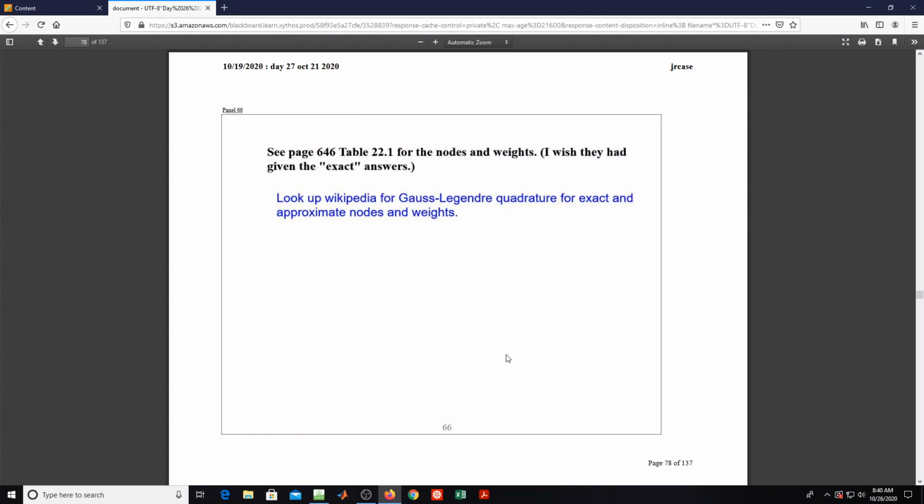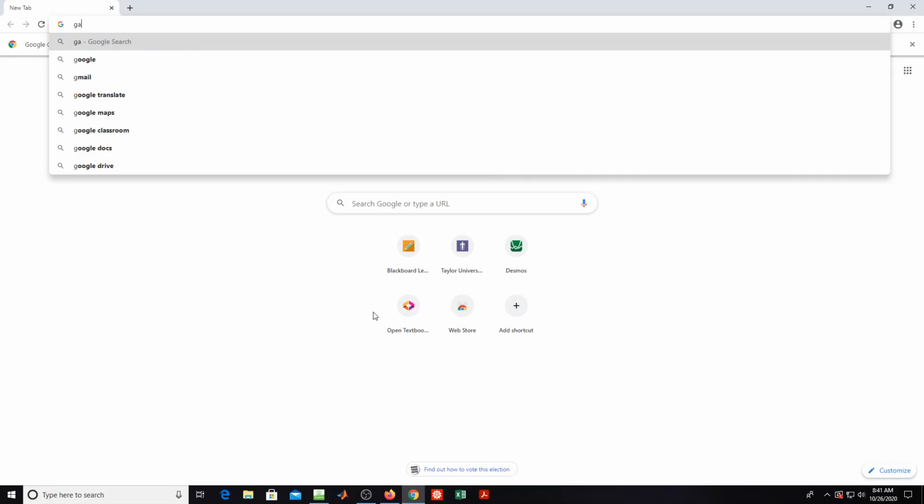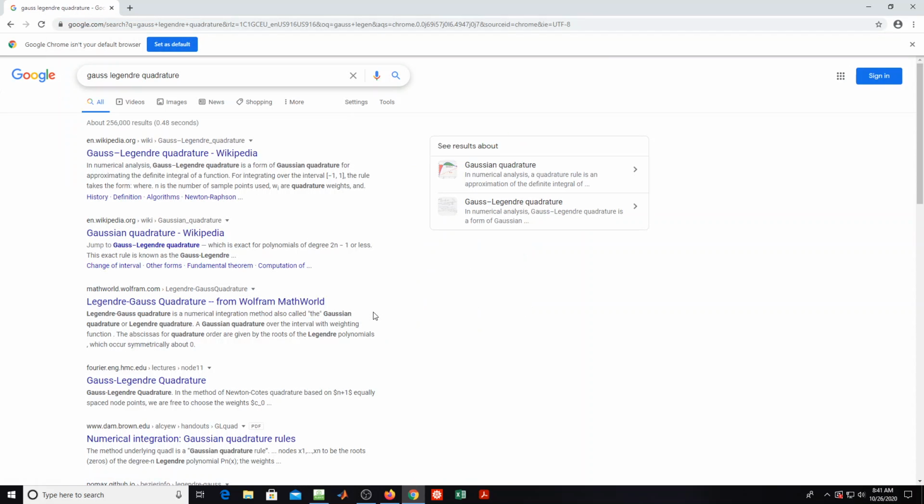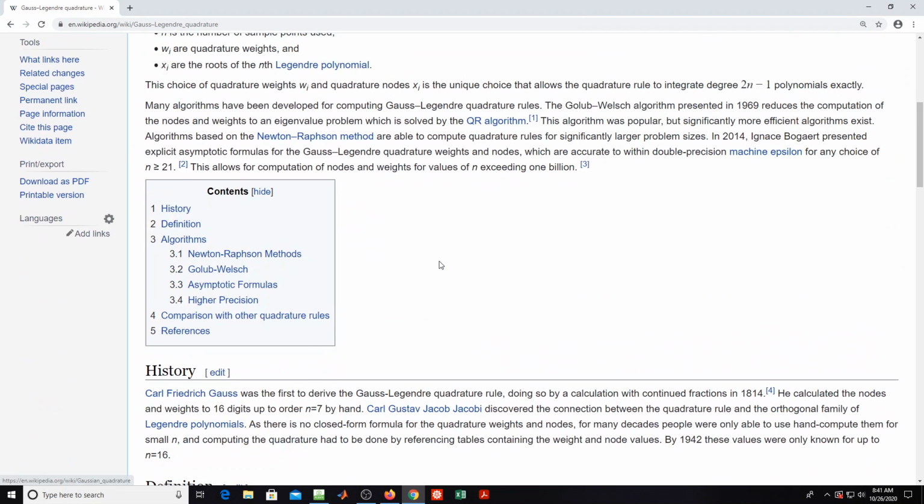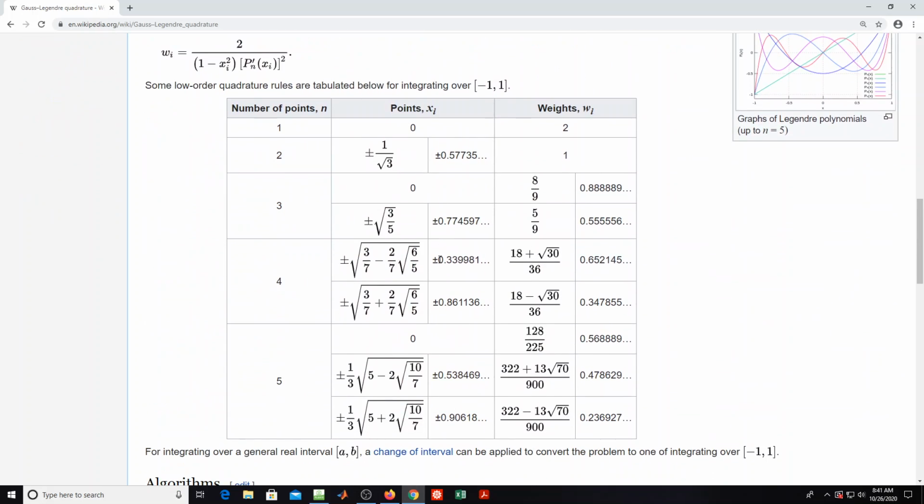Now, your book on page 646 in table 22.1 has all the Gauss nodes. I wish they'd given the exact answer. That's why I'm going to tell you to go to Wikipedia. And if you go there and scroll down, these are all the nodes that you could have for the interval -1 to 1. Okay, so it gives you both the exact answer and the approximate answer. And you can then use that to approximate.